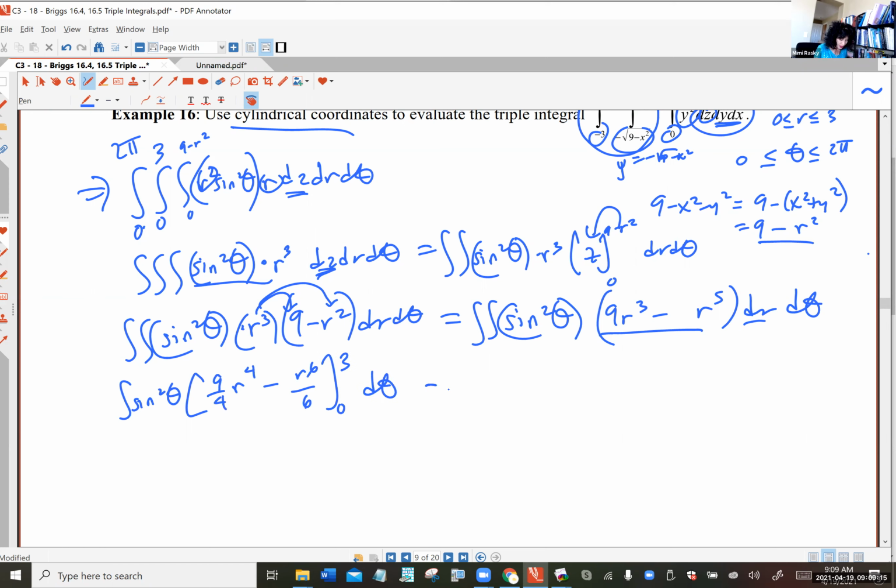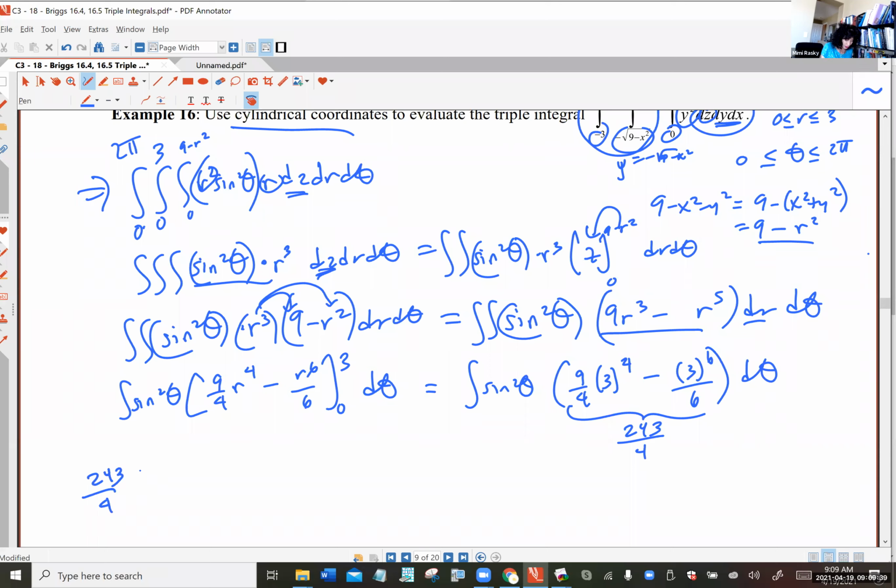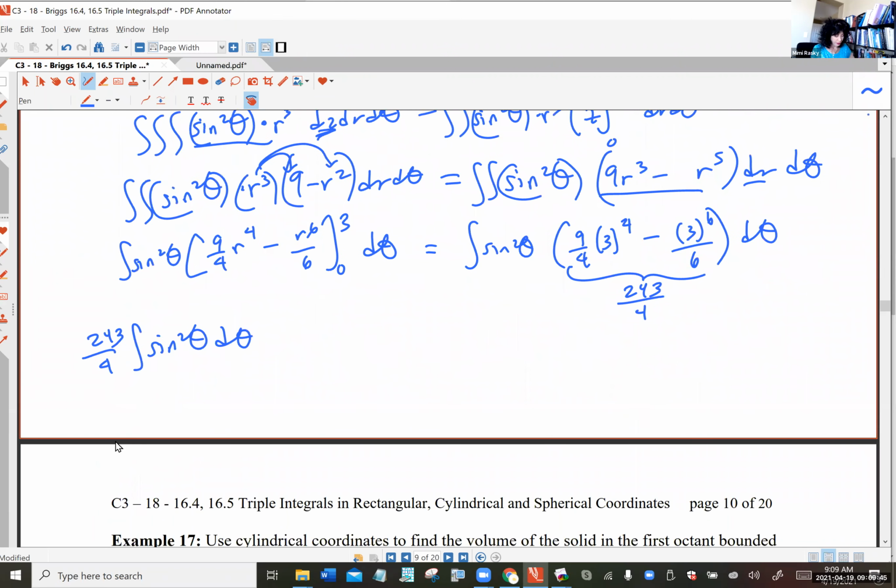And so you're just going to plug in a 3, 9/4 times 3 to the 4th power, yuck, minus 3 to the 6th power over 6, oh, yuck. And, you know, whip out a calculator and figure out what that is, and then use your fraction command. I get 243 fourths, fine, and that's just a constant multiple, so I'm going to put it way outside the integral. And then I'm finally going to integrate the last time with respect to theta.